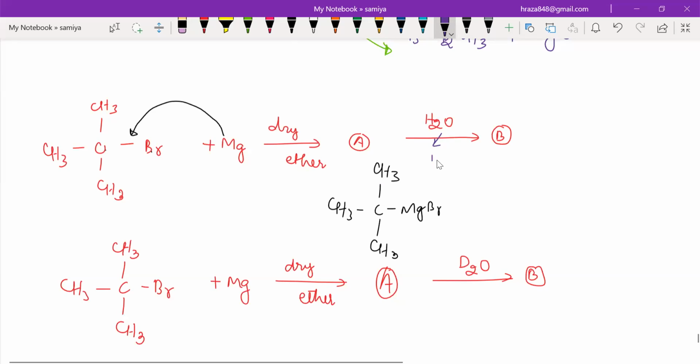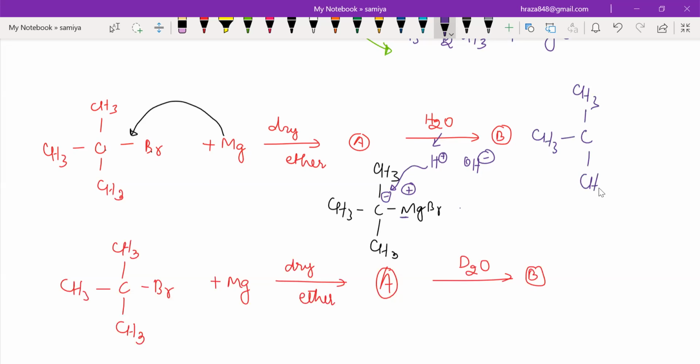So H2O is H plus and OH minus. Now you know that magnesium is electropositive, so it will have positive charge, and carbon is non-metal, more electronegative. So this will come here. So after this, we will get CH3, C, CH3, and with C there will be H, and the byproduct will be Mg, and then OH will come between Mg and Br. This will be the byproduct.